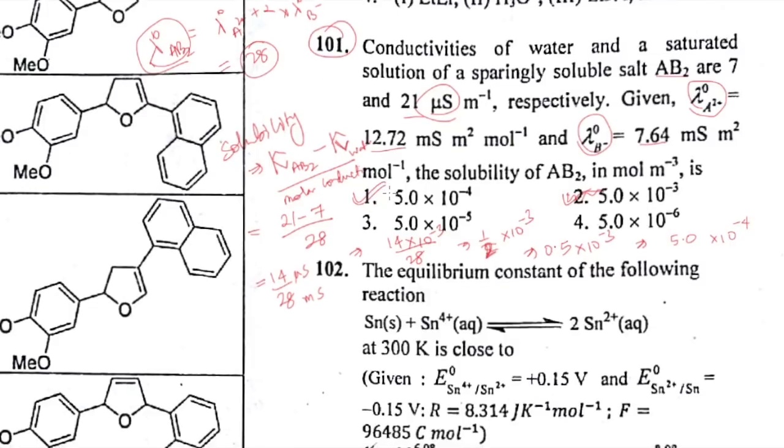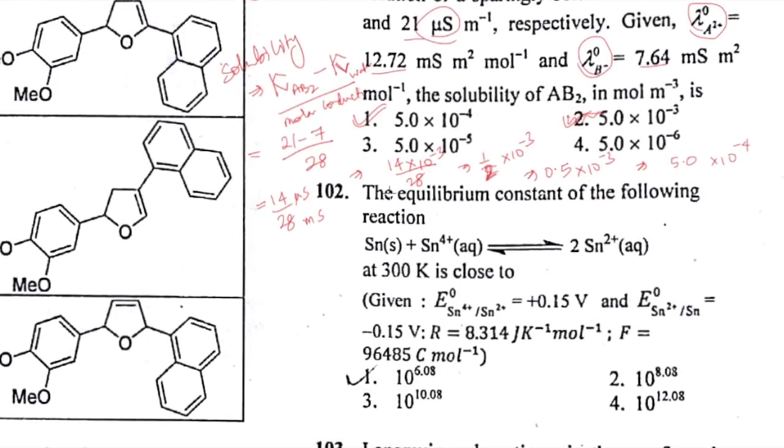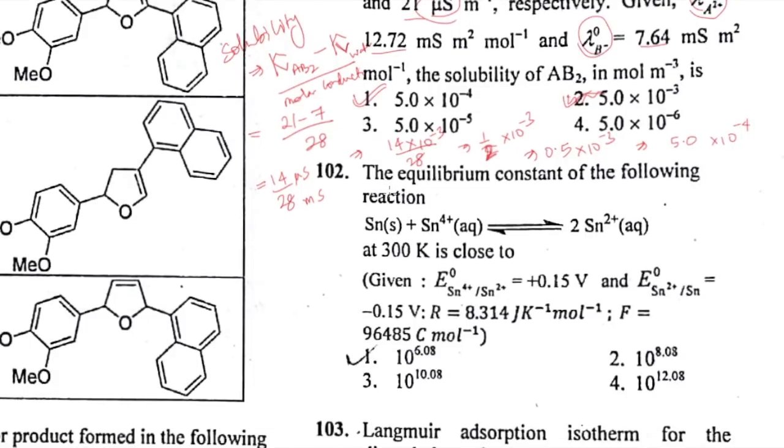Now the next one, the equilibrium constant question. It was a pretty simple, very easy question, although I made some calculation mistake. I have recalculated, and it will come as option number 3. The equation you are going to use is E equals 0.059 upon n log Keq, where Keq is your equilibrium constant. So try to do it correctly.